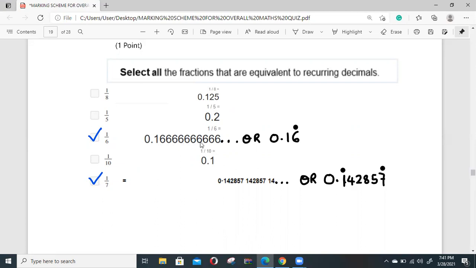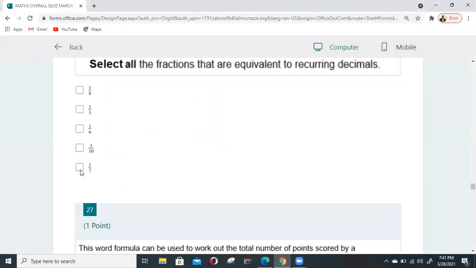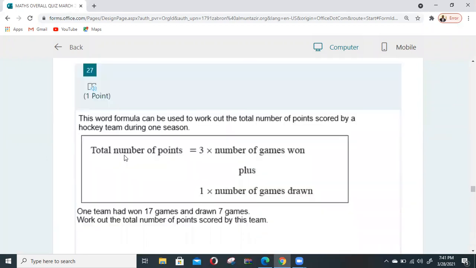1/6 will be 0.16666. The 6 keeps on recurring to infinity, and you can write it this way, 0.16 with a dot on top of the number which is recurring. Also 1/7 is 0.142857, 142857, 142857. All these numbers keep on recurring, and you put the dots on top of the numbers which are recurring. So 1/6 and 1/7 are recurring fractions. You select those.